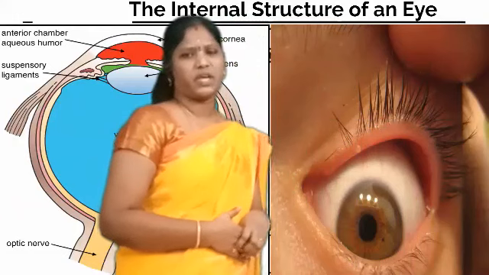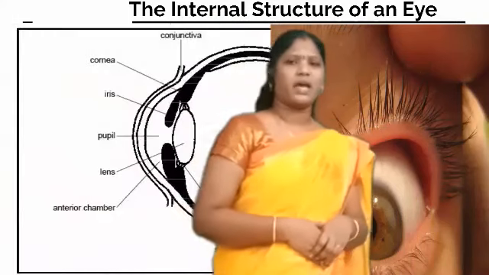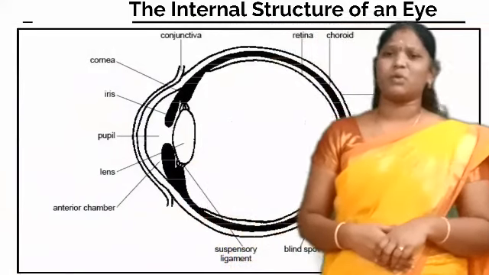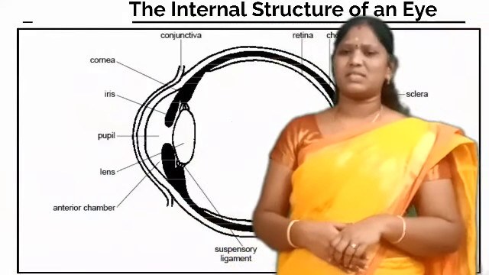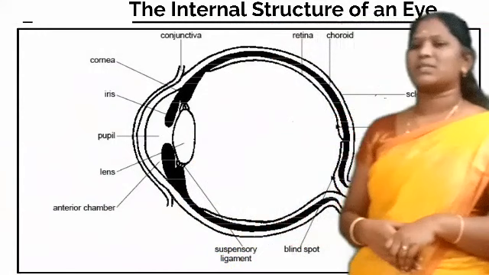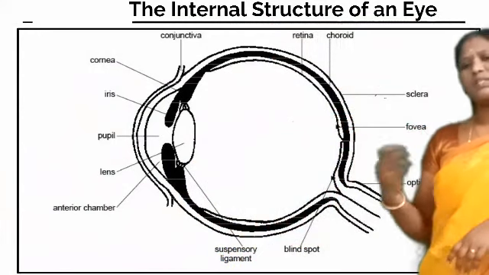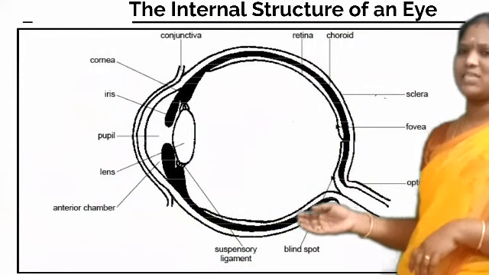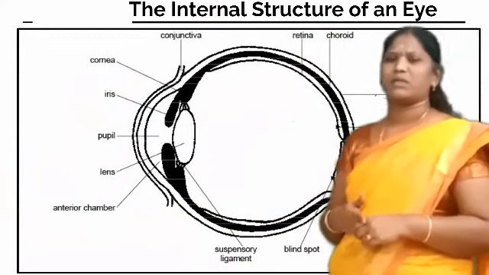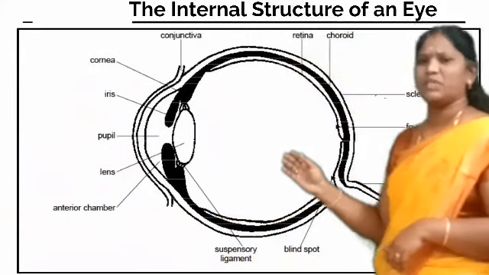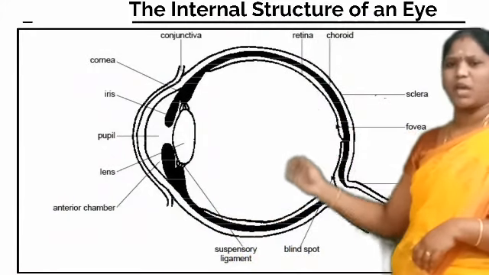Internal structure of the eye. The internal structure of the eye contains the lens. The lens is the adjustable part of the eye. Next is the retina, the back side of the eye, which transports the image. Next is the optic nerve, which carries the impulse to the human brain. Next is the vitreous humor. You can see this is the vitreous humor, which gives shape to the eye.